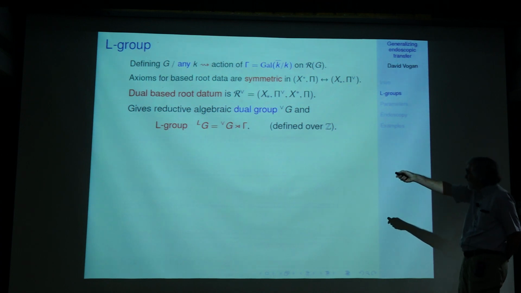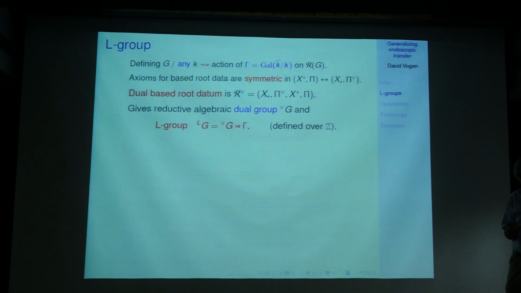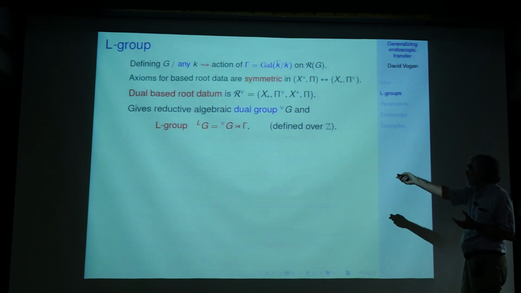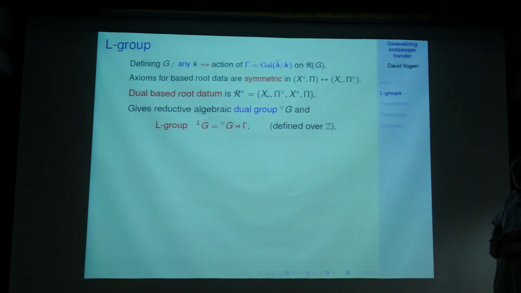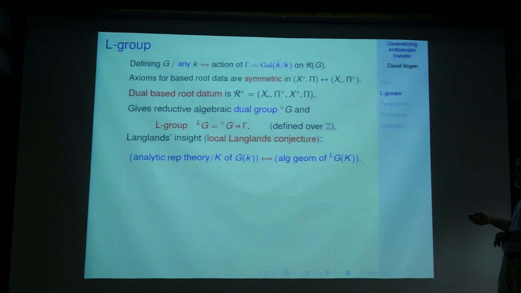This Galois action here is not the kind of Galois action that comes up for rational forms. This is gamma acting on check G in a purely algebraic way. There's no complex conjugates or anything in it. So this L group is more or less defined over Z. So Langlands' insight was that the representation theory over a field K of this rational group G of K was related to algebraic geometry on this L group, if you took the capital K points.